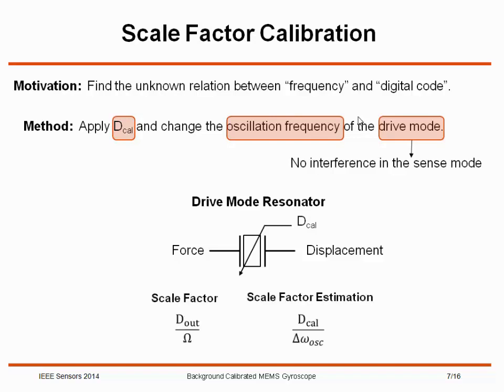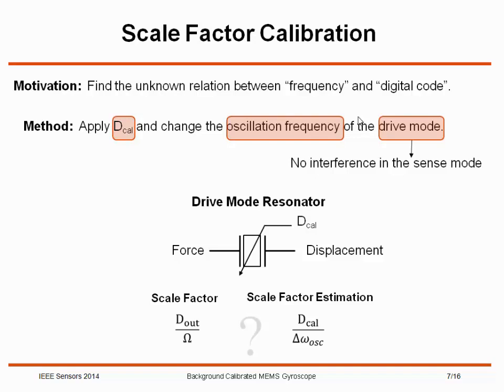The thing is, now we get the logic, I think, because for the scale factor of the gyroscope, the relation between the frequency and the digital code is not known. But now what we are doing is applying some digital code and changing the oscillation frequency. Okay, the logic seems fine, but what about the result?